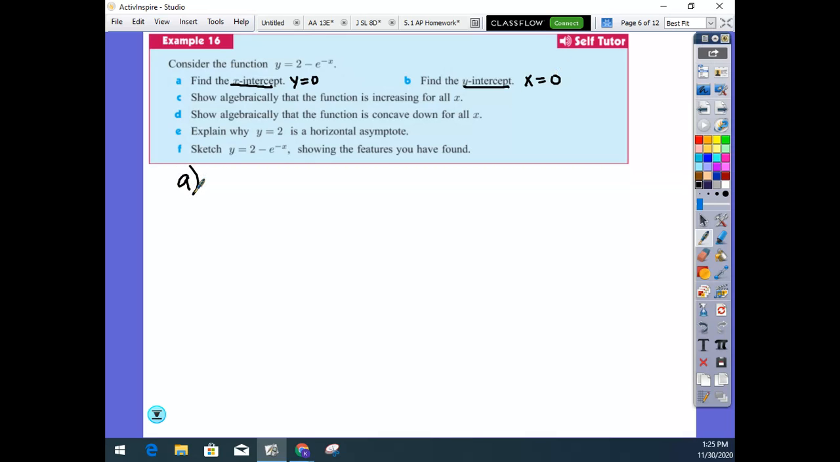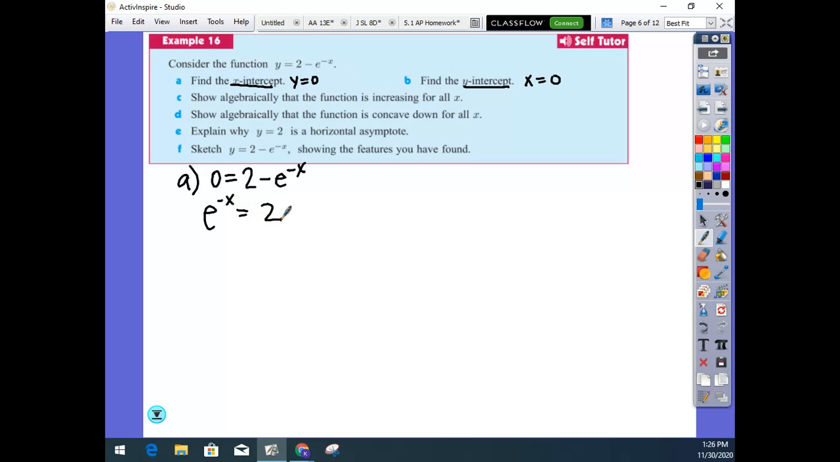So for letter A, we have, just substitute 0 in for y. Now I'm going to add the e to the other side so it's positive.